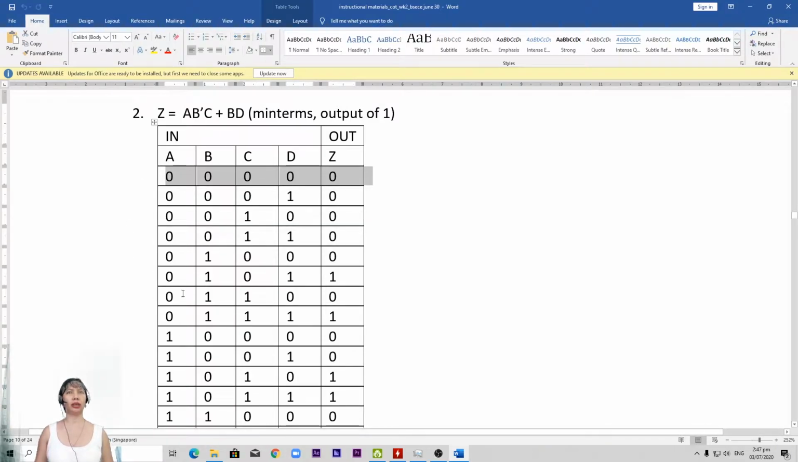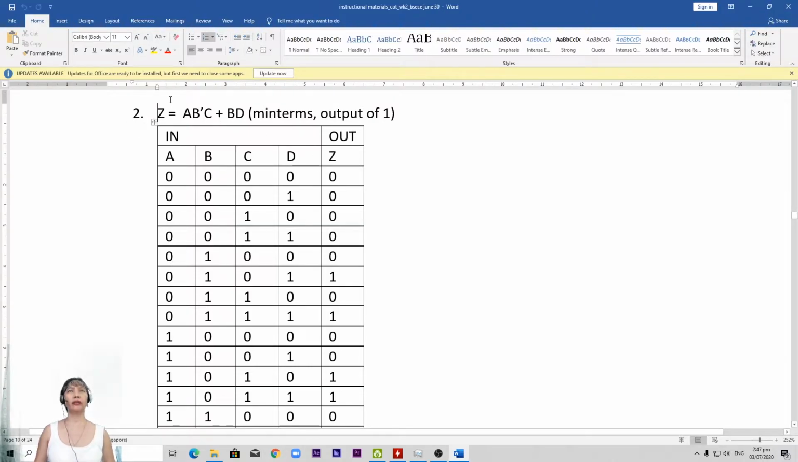How about here? So you just repeat the pattern here. 8 0s, 8 1s, followed by again 8 zeros, 8 1s. Okay, so you just follow the patterns. Okay, so those are just side notes. Okay, going back here. So the given is actually Z is equal to AB prime C plus BD. Okay, the first term.